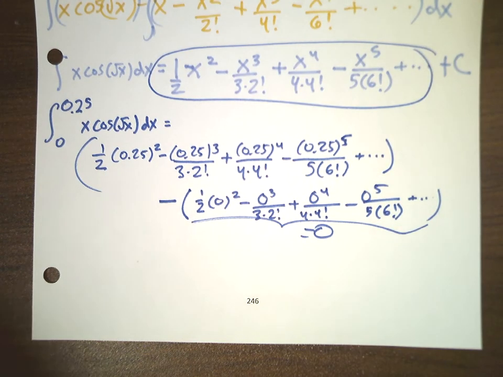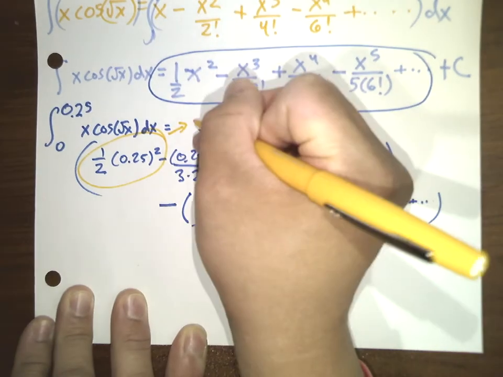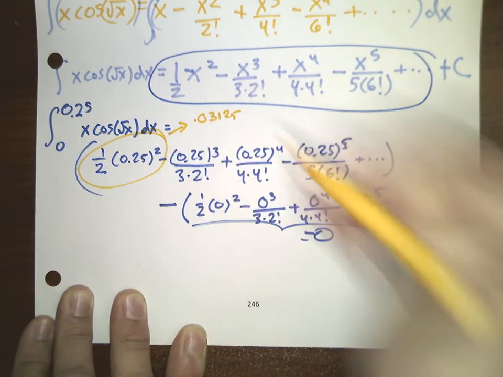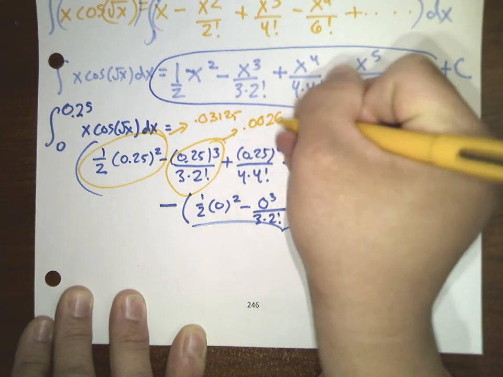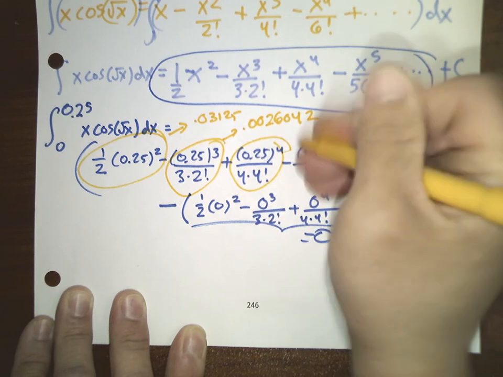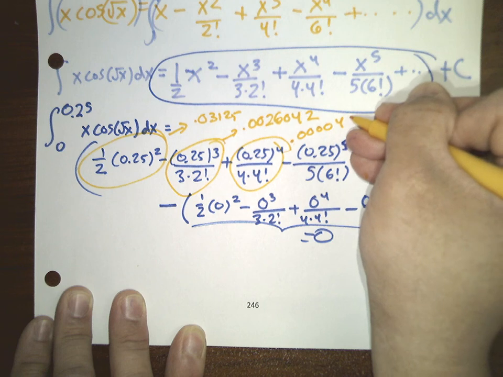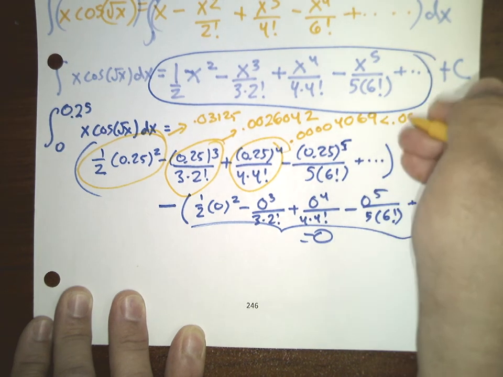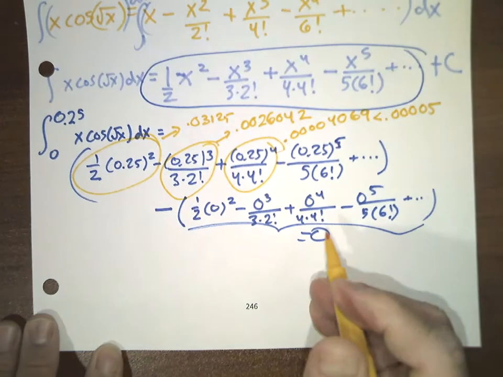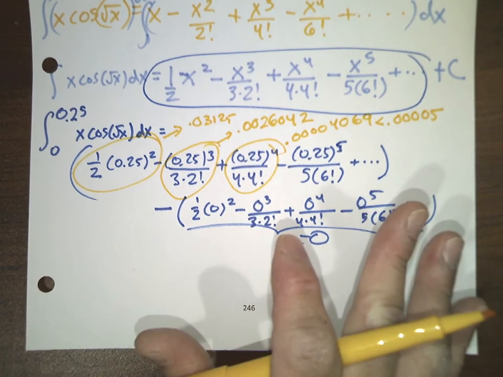So that's okay. We can just be okay with the fact that that term actually zeroes out. And then I will just go ahead and look at all of these terms here. So this first term here is actually 0.03125. This next one is 0.002604. And this next one is 0.00004069, and that is actually less than 0.00005. So we know that that's the term that we can start neglecting at.